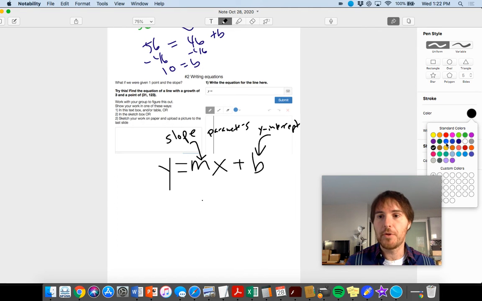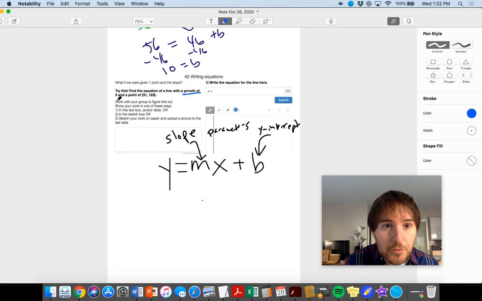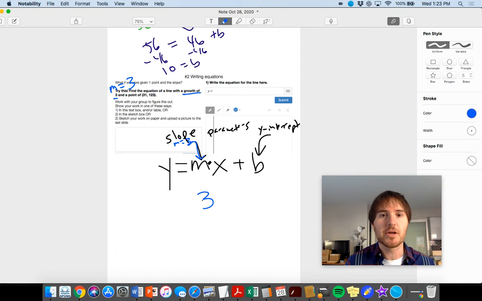Okay, so we start with a couple things. They give us the growth of 3. Very nice. So we know what m is. M is 3. So I'm going to substitute that in for the slope, because m equals 3 up here. We're given 3. I'll put that in right now. We're also given a point here, 31 and 123.